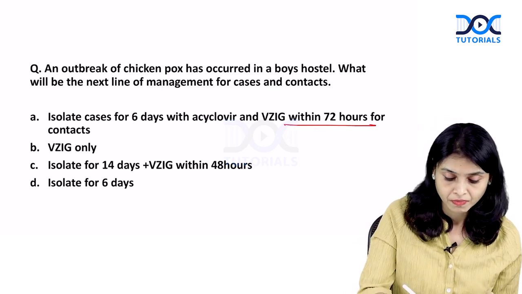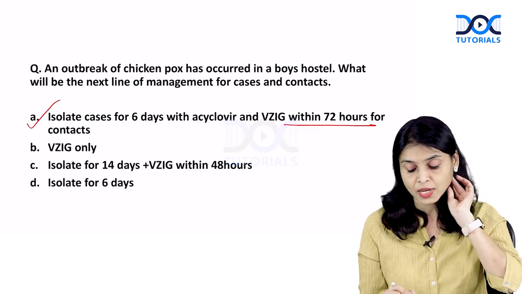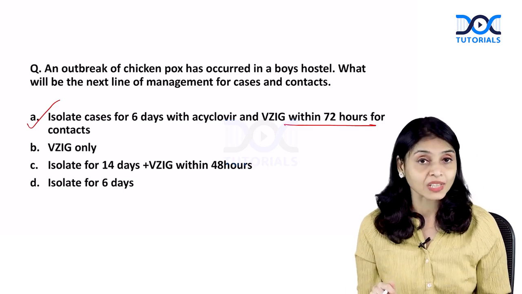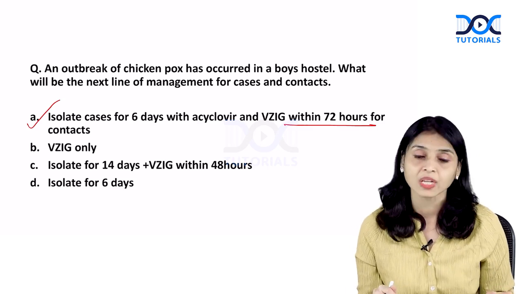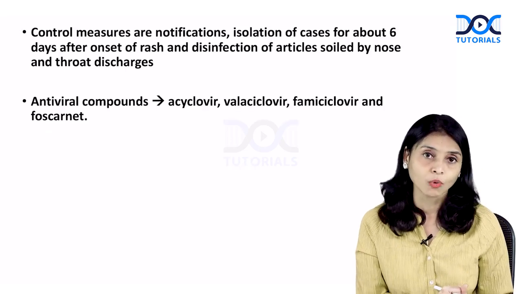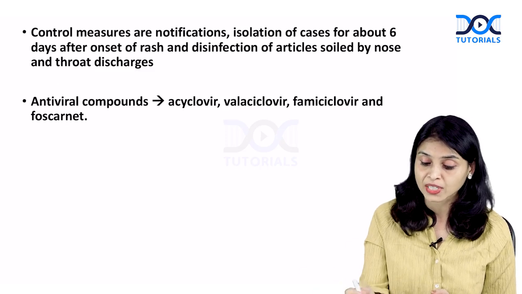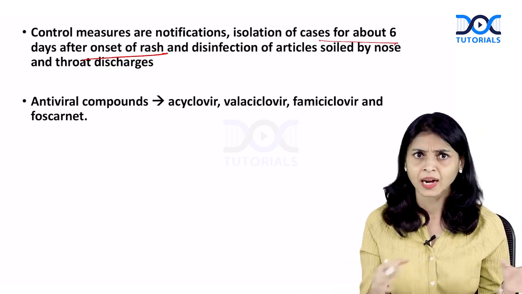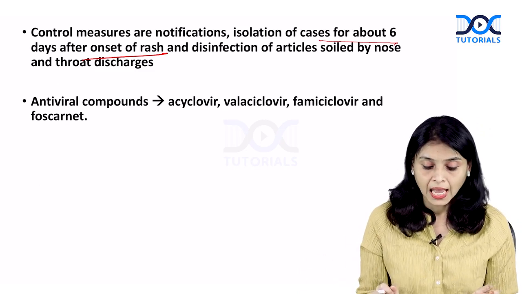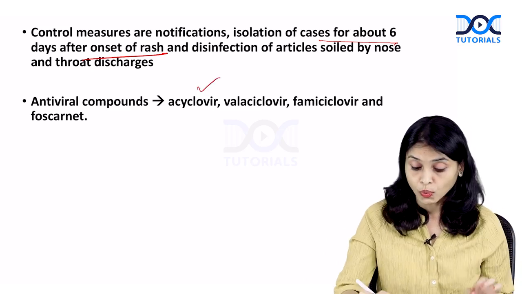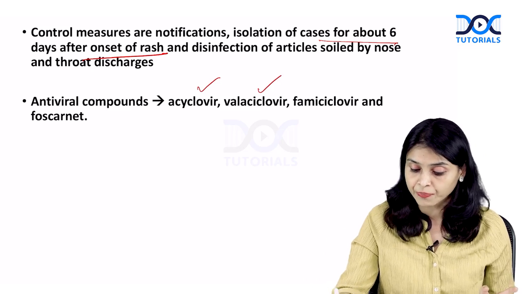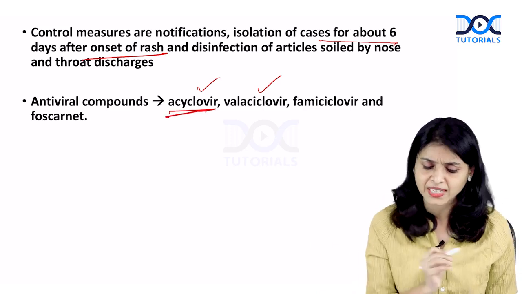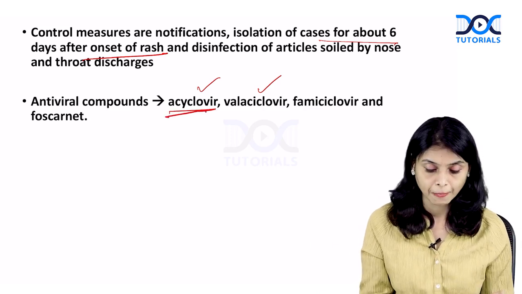So, which is the answer? This is the answer: isolate cases for 6 days with acyclovir, and you have to give varicella zoster immunoglobulin within 48 to 72 hours for the contacts. Now, let's see the control measures. You have to notify the case, then you have to isolate the cases for 6 days after the onset of rash, and you have to disinfect the articles, because fomite transmission is there. Antivirals are not only acyclovir; there are valacyclovir, famciclovir, lots of other medicines, but what we normally give is acyclovir.